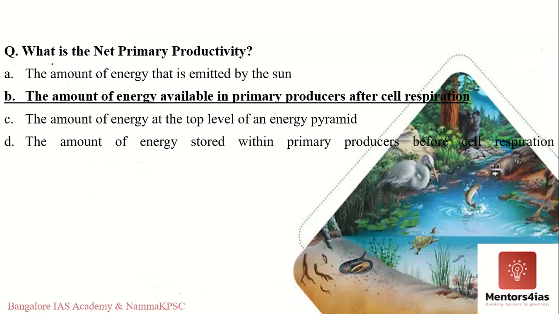So this is just a question over here for the purpose of revision. I did mention this particular point. What is net primary productivity? So obviously based on the definition, it has to be option B, the amount of energy which is available in primary producers after cell respiration. It is not before but after cell respiration.